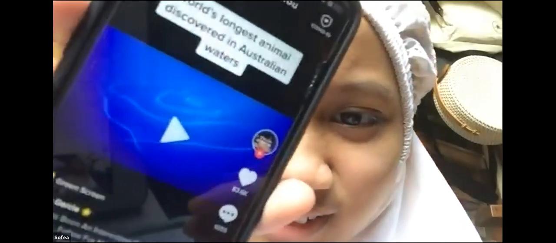For example, they say it's the longest animal in the world, in Australian waters. What is that? I don't know. It's like a line. What is this? I don't know. You forward to me, then I will check.